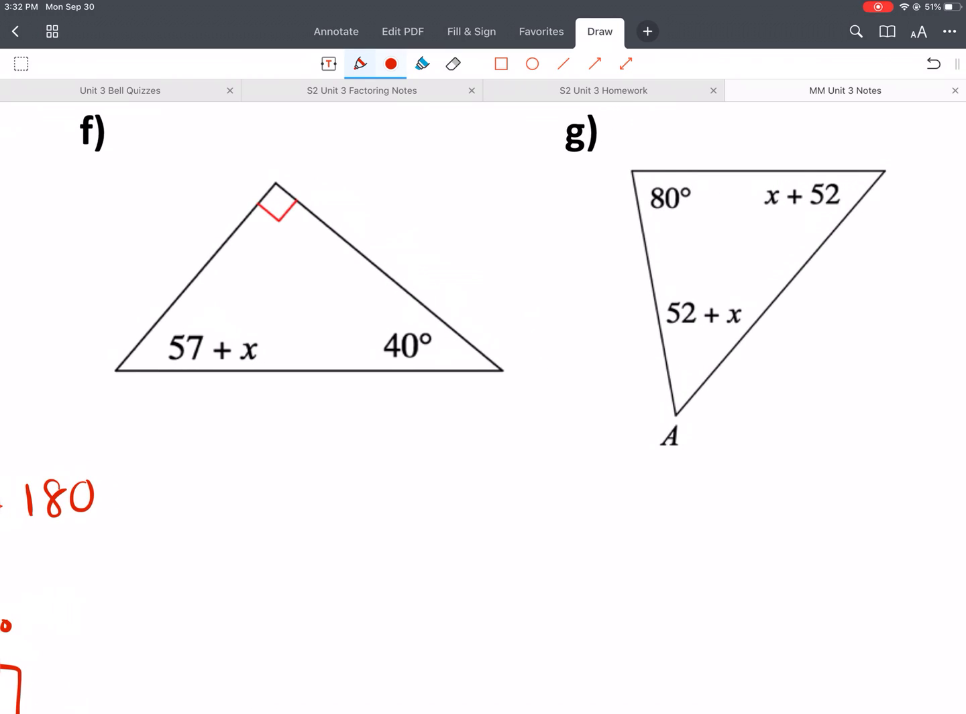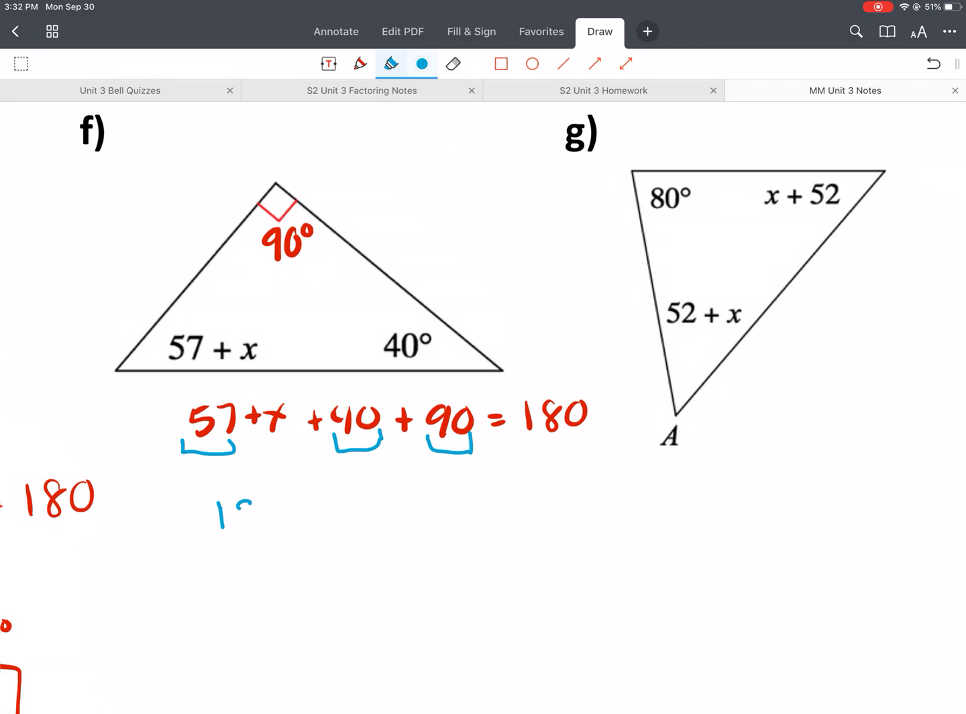Same situation, we'll just add all angles, so that gives 57 plus x plus 40 plus 90. So remember, this right angle tells us the 90 degrees equals 180. Combine like terms. Okay, that will give us 187, I think. Yes, 187 plus x equals 180. We'll subtract 187 from both sides, and would end up getting x equals negative 7.